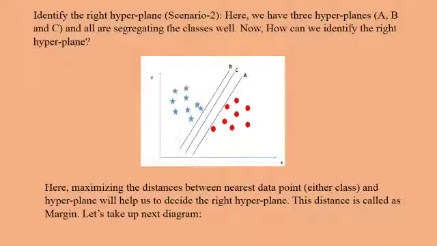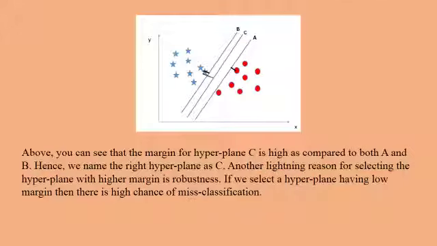Let's move on to scenario 2. In this picture, we have three hyperplanes A, B and C, and all are segregating the classes well. Now how can we identify the right hyperplane? Here, maximizing the distance between the nearest data point, of either class, and the hyperplane will help us decide the right hyperplane. This distance is called margin. Let's take up the next diagram. In the diagram, you can see the margin for hyperplane C is high as compared to both A and B. Hence, we name the right hyperplane as C.